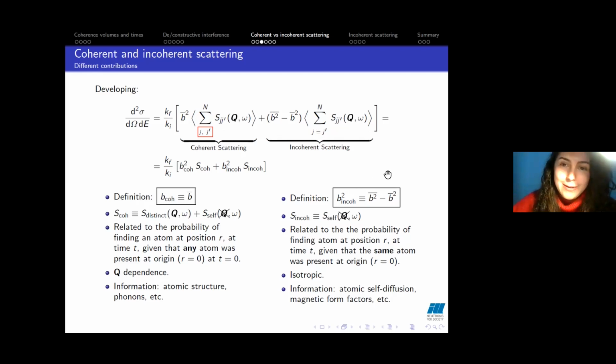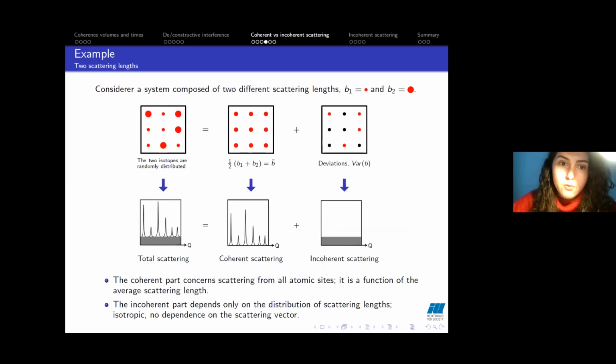So after explaining this, I thought it was time to give an example that was more visual, so these ideas could be more clear. Imagine we have a sample like this that has two scattering lengths because we have two isotopes randomly distributed in a solid sample, for example. If we perform a diffraction experiment, we would get a signal like this. But since, as I mentioned before, this total scattering signal can be separated into two different contributions, we would get the coherent contribution from the scattering and the incoherent one.